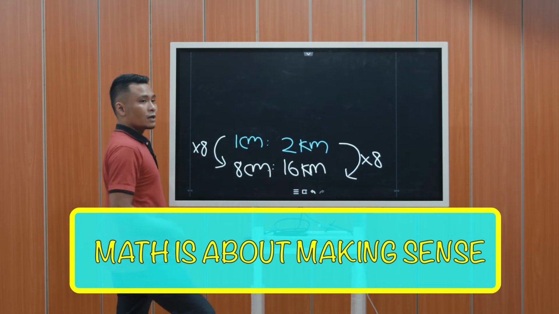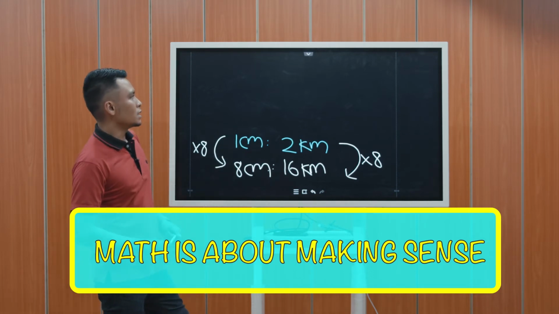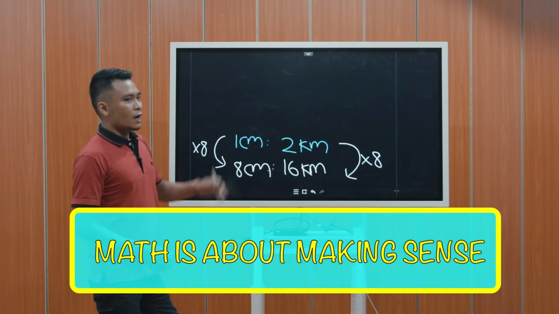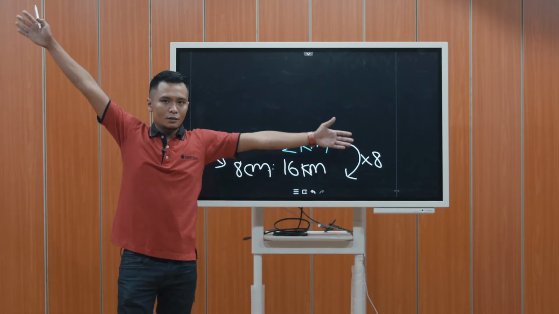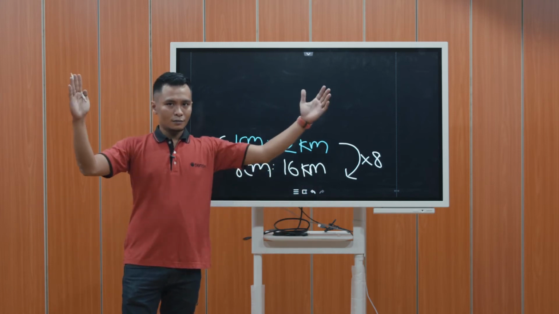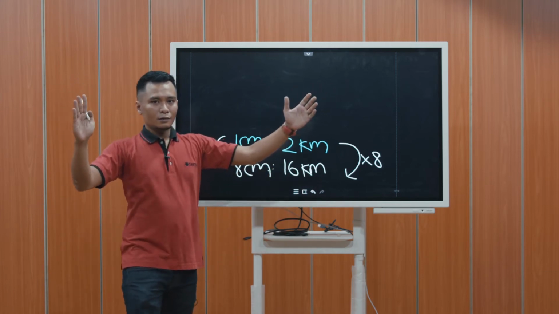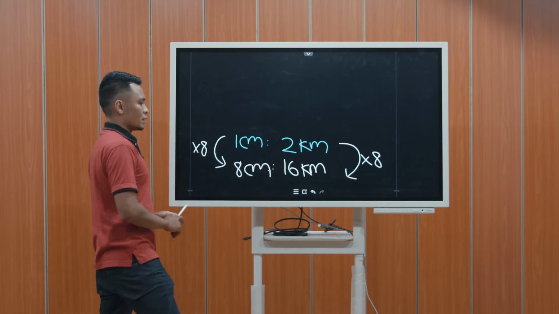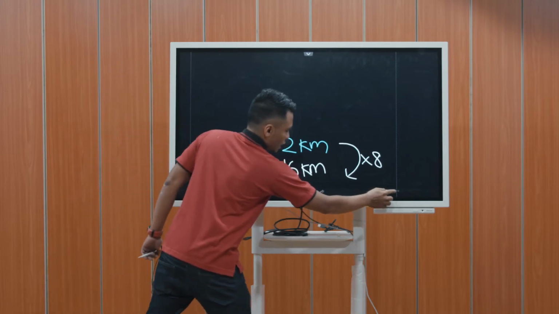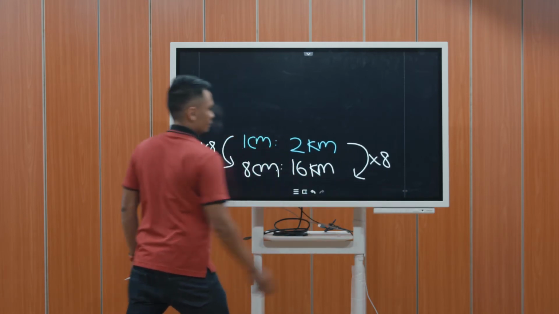If they ask you the reverse question, what is the distance on the map? If you get your answer in kilometer, does that make sense? Can a map be this big? It cannot be this big, right? It's always arm's length. Arm's length is always in centimeter. Always make sure your answer makes sense. So that is how you find the distance.